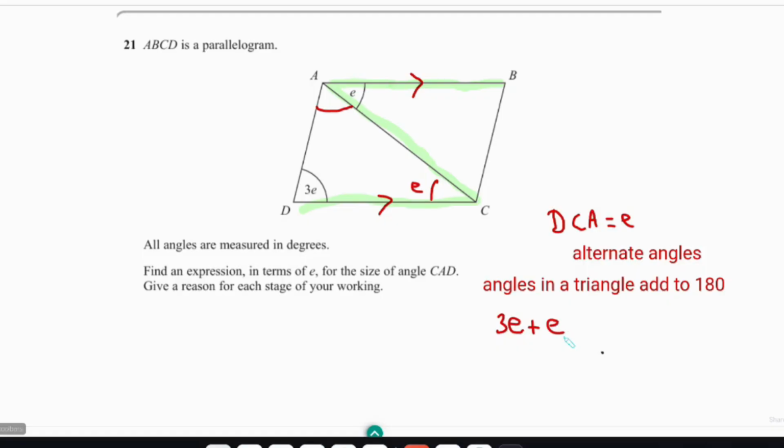So I know 3E plus E. Well, hang on. Yeah, 3E plus E is 4E. So 180 minus 4E is an expression for angle CAD.